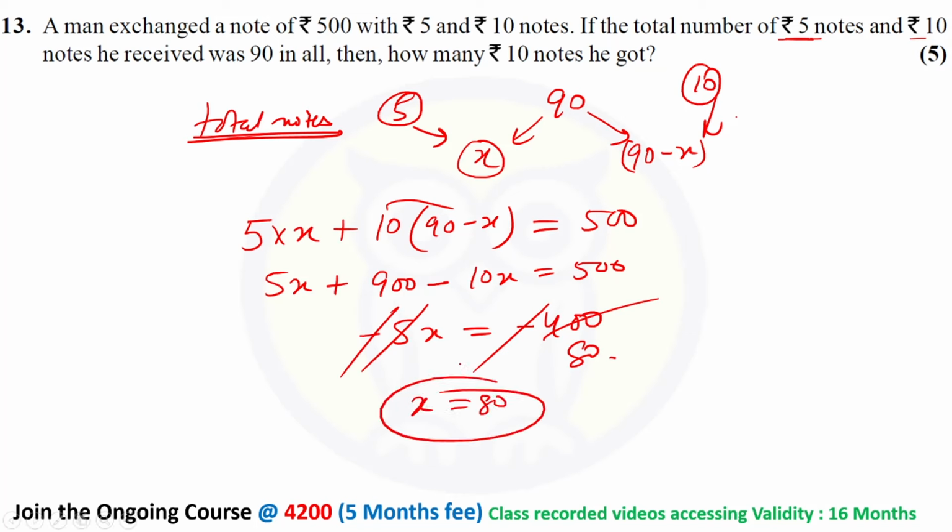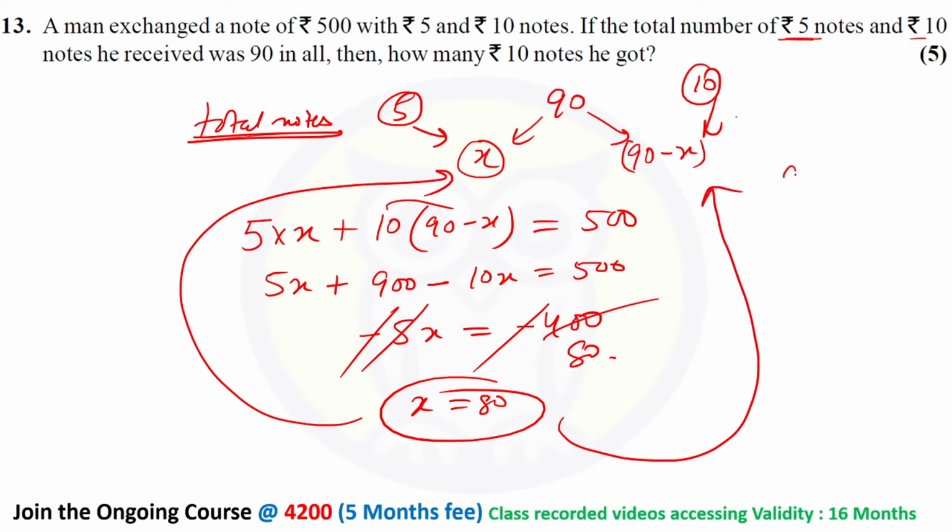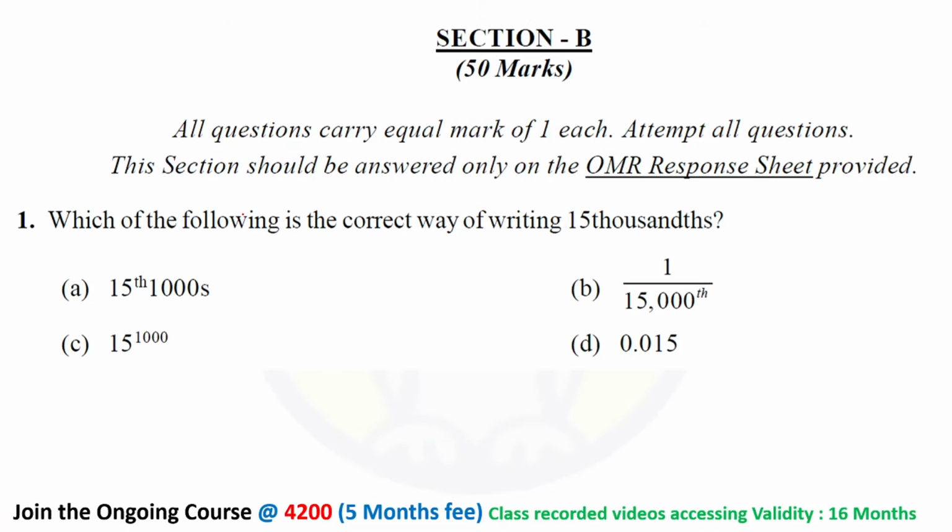So there are 80 five rupee notes, and the number of ten rupee notes is 90 minus 80, which is 10. The question carries 5 marks, so your answer is 10 notes. How many 10 rupee notes? 10 is the answer. Now Section B, let us solve.